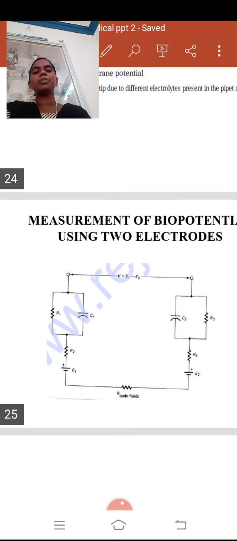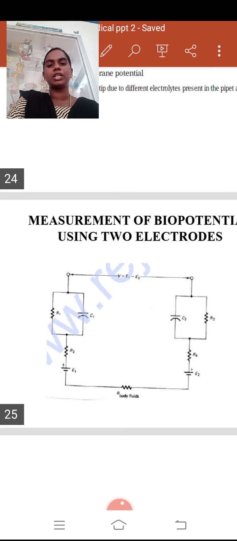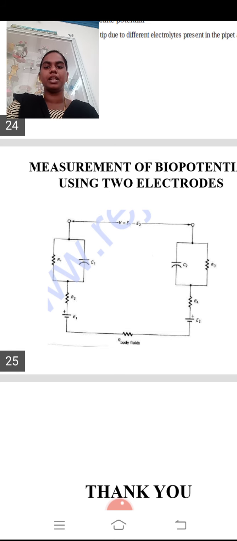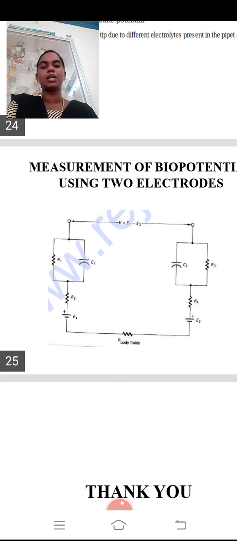Some problems arise during this potential measurement. If our electrode is not working well but we have no clear idea about that electrode, it will give wrong information about our cell body. For that purpose, we go for the two electrode system. If one is in good condition and the other is bad, we repeat the procedure and then find out whether the problem is inside our body or related to our electrodes.